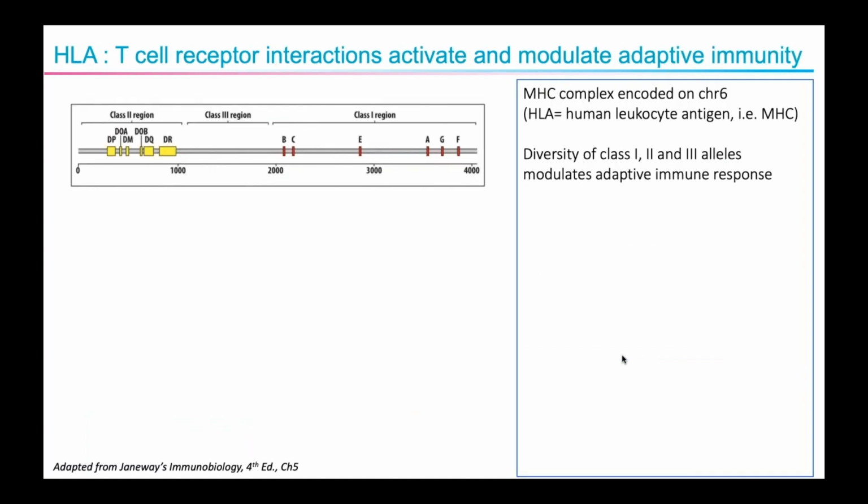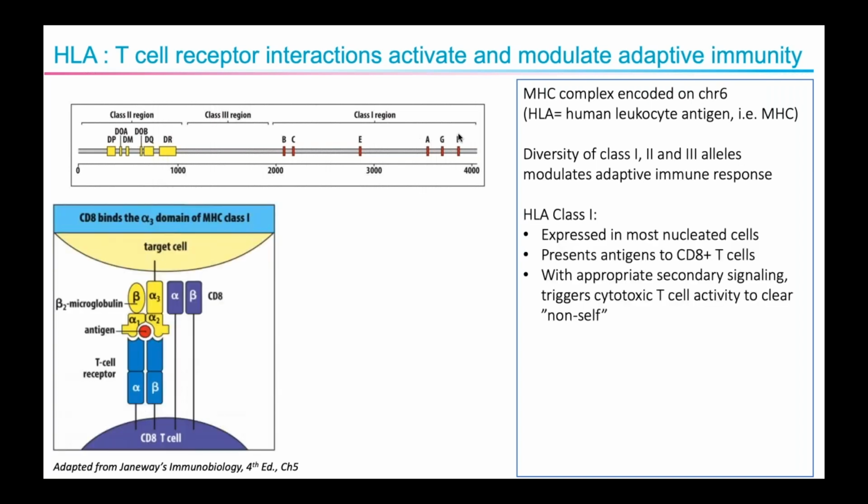So for those of you who haven't thought about HLA since immunology class, I want to give a quick refresher. HLA is the human leukocyte antigen, which is just the human name for the MHC complex in our genome. The HLA proteins themselves interact with the T-cell receptor in order to activate and modulate adaptive immunity. There are three main classes of HLA, although today I will focus on class 1 and class 2.